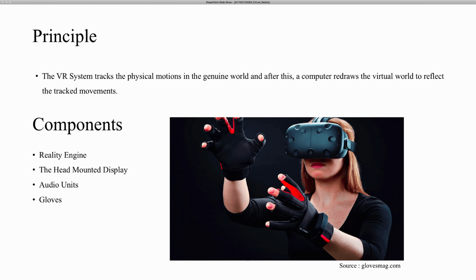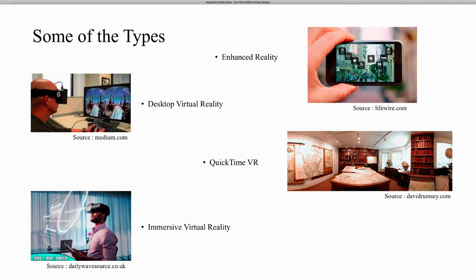Let's see some types of virtual reality. Enhanced reality. It is the reality in which, suppose you are holding a camera in your hand and you can view the information about objects that the camera is seeing. This would be called enhanced reality.